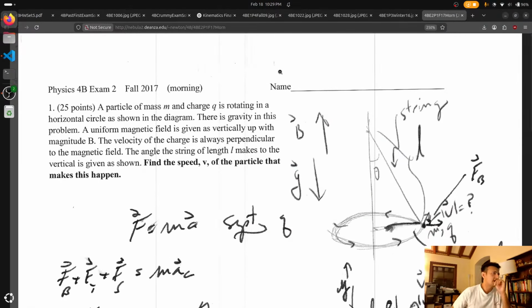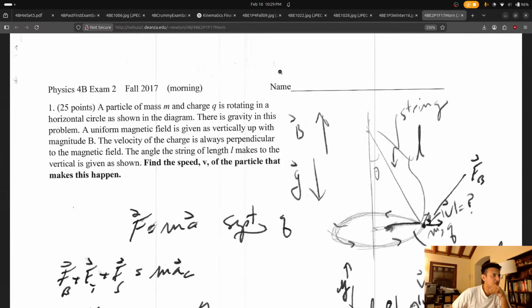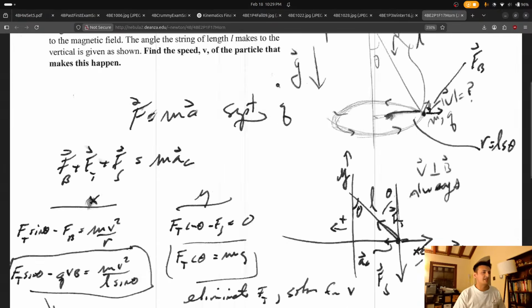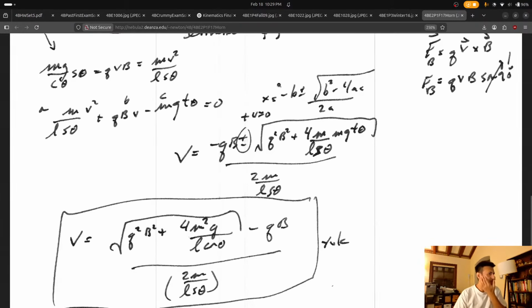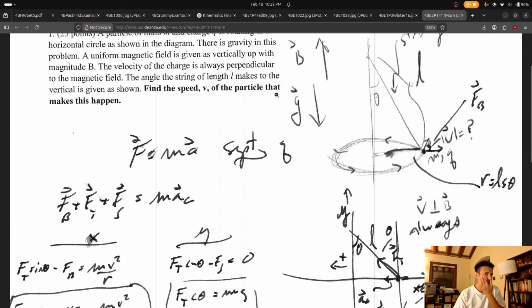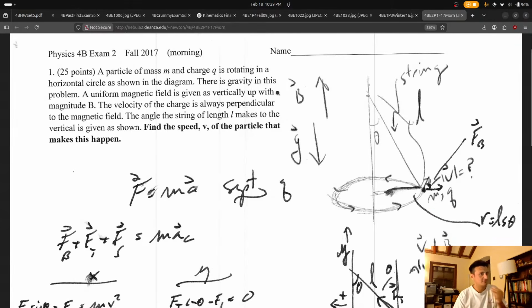Okay, this looks like a particle of mass m and charge q is rotating in a horizontal circle as shown in the diagram. There's gravity in this problem. A uniform magnetic field. Okay, never mind. Skip magnetic field. Bro, if he gives us a problem about magnetic field, we're all cooked.